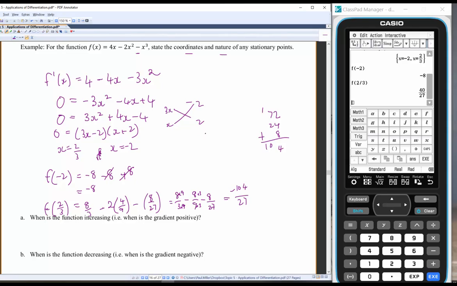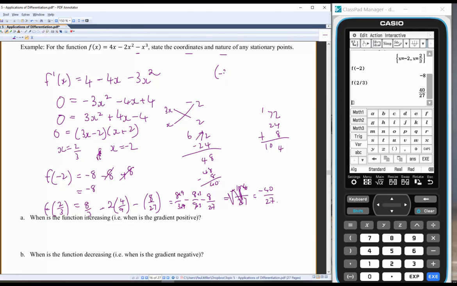That's supposed to be 72, and then we're going to remove 24, and then we're going to remove another 8 from that. So let's remove 24 from 72 first of all. 48, and now we're going to remove another 8. So 48 take 8 is 40. So that should not be that. It'll be negative 40 over 27.